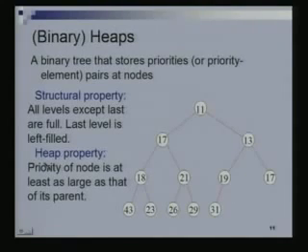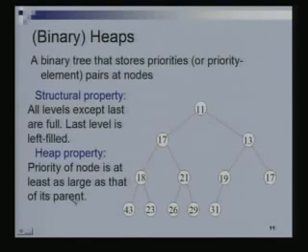The other property is what I call the heap property, and the heap property simply says the following: the priority of a node is at least as large as that of its parent. For any node, its priority has to be at least as large as the priority of its parent. So, this picture here does satisfy both of the properties, structural as well as heap. Consider any node, its priority is at least as large as the priority of its parent. You can take any node.